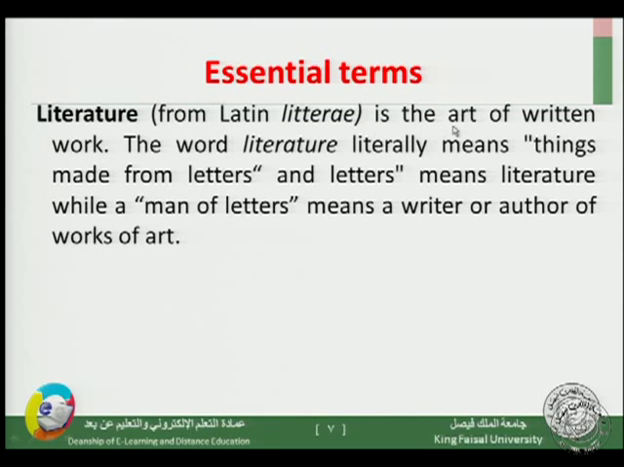First of all, it means the art of written work. What is literature? The basic, direct, simplest meaning for the word literature is the art of written work. The word literature literally simply means things made from letters. This is a letter, this is a letter, A, B, C, D, E, F, G, H, I, J. Those are letters. So the original meaning of the word literature comes from letters.